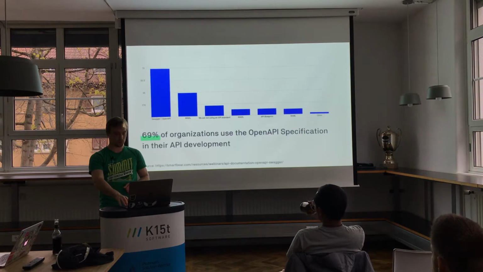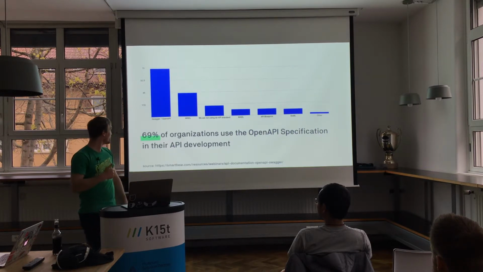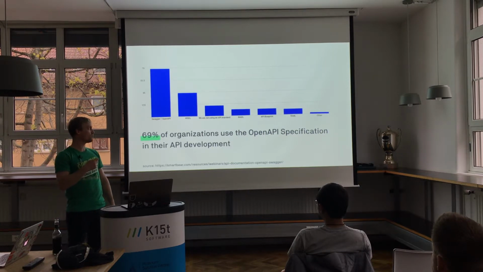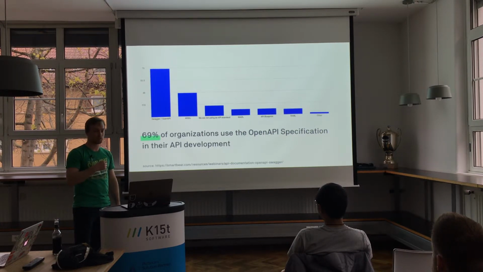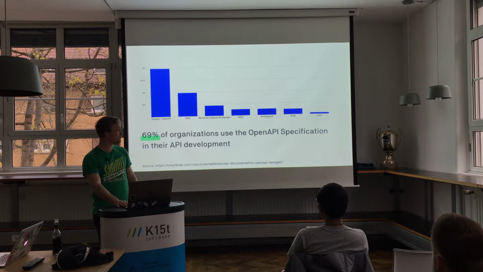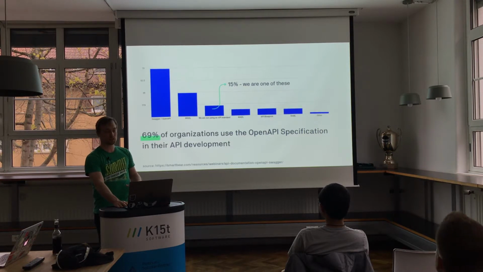And referring to SmartBear, in this case their Swagger questionnaire, they say 69% of organizations already use the OpenAPI specification in API development. I'm not sure about that number because it always depends on who you have asked, but what I found really interesting here is that there were 15% who are not using any API standard. And I would say, yeah, we are one of these, and we would like to change that.